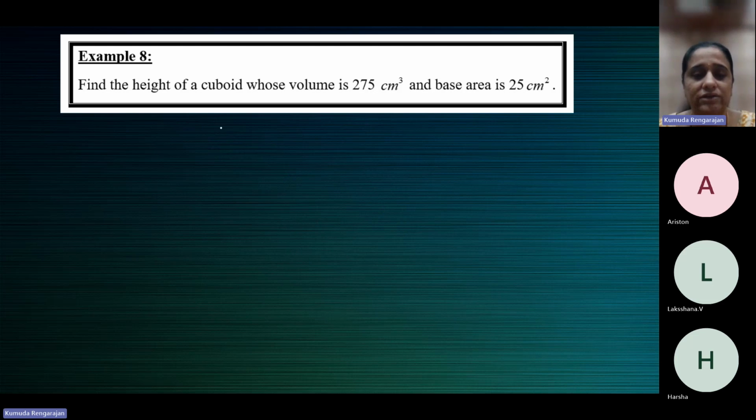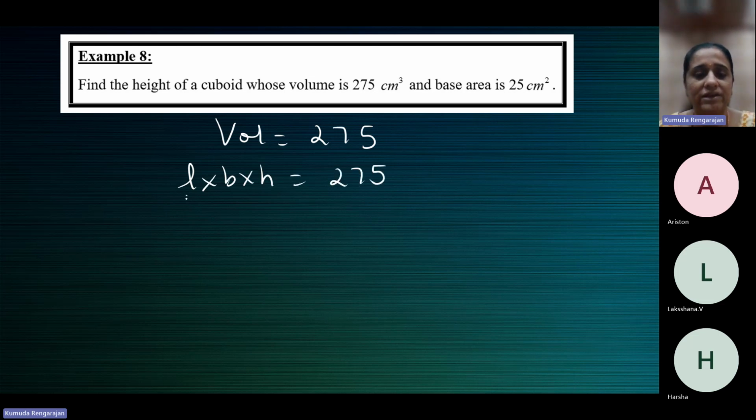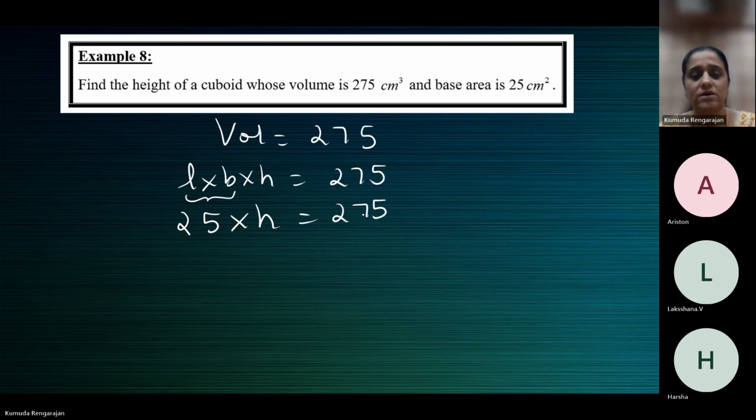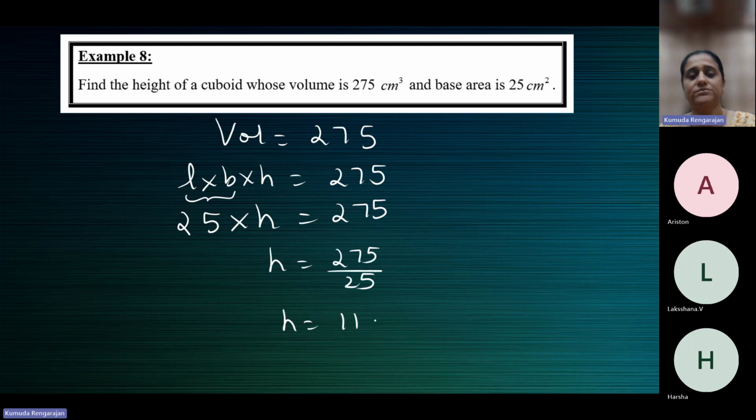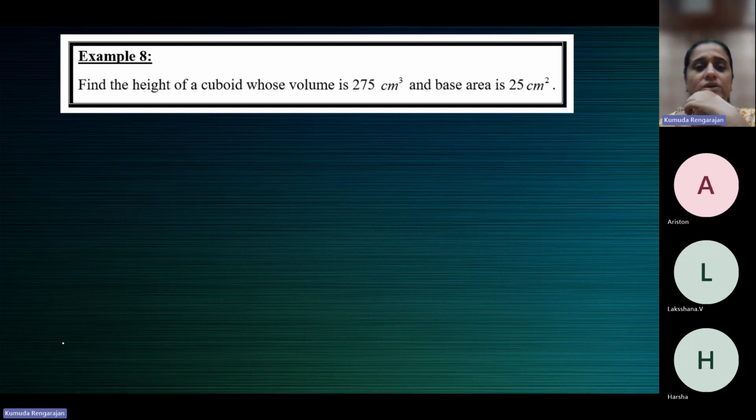You can do it like this. Volume is given to be 275. Volume means L into B into H is equal to 275. Base area is L into B, that is 25. So 25 into H is equal to 275. So H is equal to 275 divided by 25. H is equal to 11. So we start like this: volume is given, volume means L into B into H, 275. L into B, base area, is 25. So L into B is 25, into H is equal to 275. So work this and find the value of H. And that's the height of the cuboid.